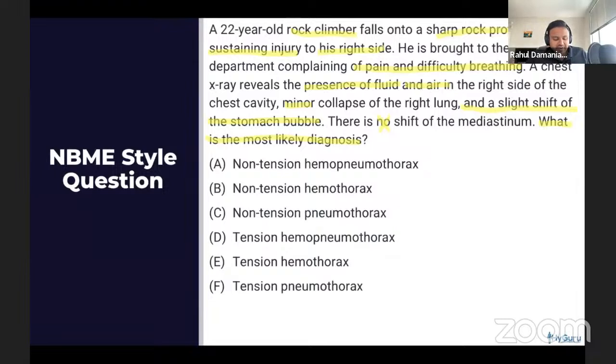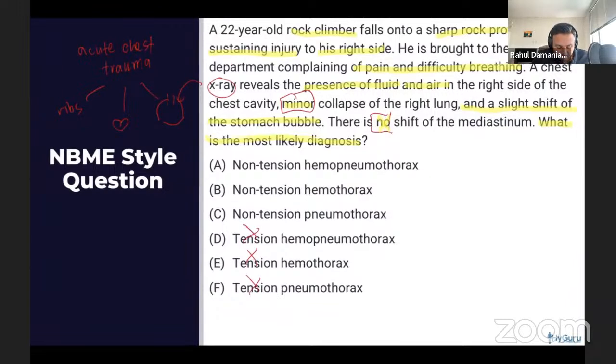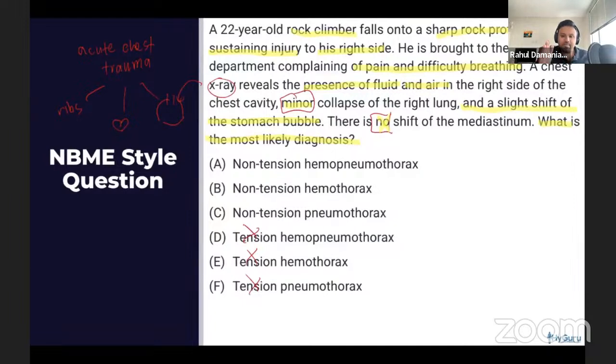Excellent. So this patient is going to have acute chest trauma. And when you're thinking about acute chest trauma, you should be worried about 3 areas: the ribs, the heart, causing, for example, a cardiac contusion, or some sort of lung pathology. In this case, they really focus on the lungs. And the patient has minor collapse of the right lung, so there is going to be a small pneumothorax. There is no shift of the mediastinum, so tension can be ruled out. And this was kind of like an arrow question, but recall that whenever you have a tension pneumothorax, you're going to have the mediastinum shifted contralateral to the side of the lesion. Now, in this case, the patient is going to have air fluid levels indicating the potential for blood in the chest cavity in the setting of trauma. So the best answer is going to be a non-tension hemopneumothorax.